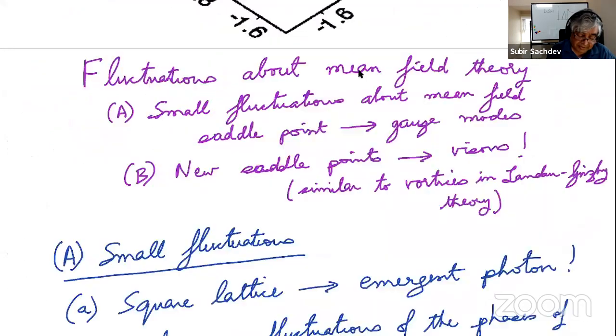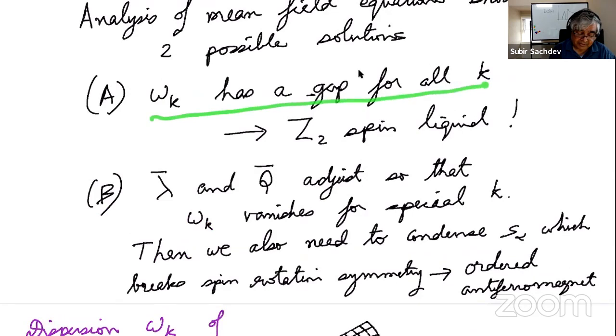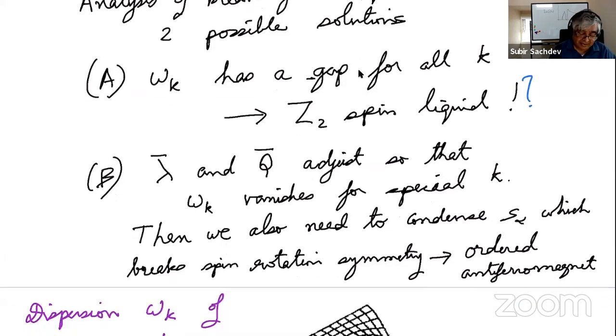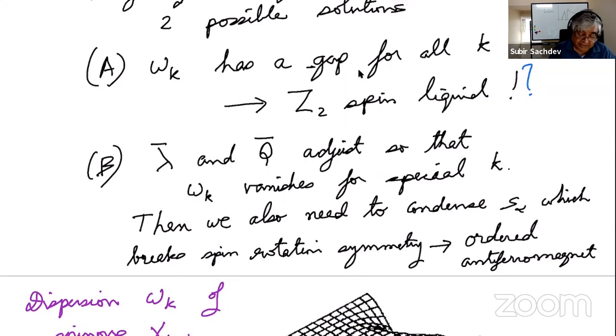So there are two types of solutions. One in which omega_k has a gap for all k, solution A, which could be a Z2 spin liquid. I should put a question mark there. Or, if you work this out, you get a solution in which lambda bar and Q bar adjust so that omega_k is exactly zero for some special k. And for that solution to work, you actually also have to condense the bosons. This solution is in fact the Neel state, the ordered antiferromagnet. It's just a complicated way to describe it, but it gives you all the right properties. I won't say more about this; it's in the notes in the readings, how you get the Neel state out. But it's basically a limiting case where the gap vanishes and stays pinned at zero, because the rest of the boson number is taken up by the condensate.